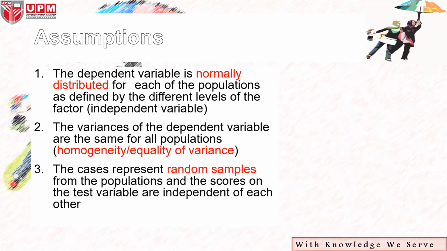So the assumption here, the dependent variable must be normally distributed for each category. And then the variance of the dependent sample is the same for all the populations, which is it must fulfill the homogeneity or equality of variance assumption. Okay, we refer to Levene's statistic. And then the cases represent a random sample, which is it must be randomly picked from the population.